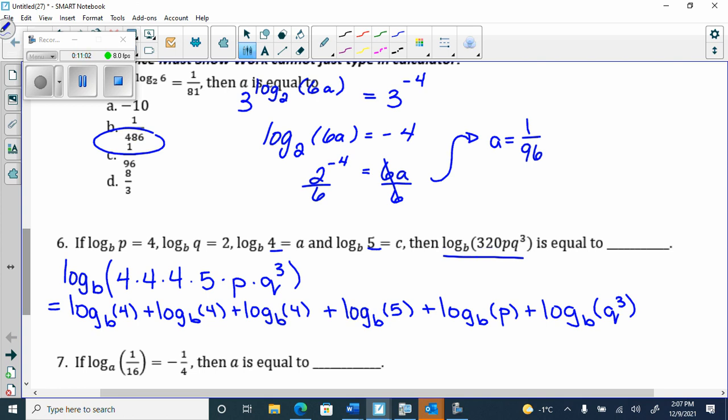Log b of q cubed. Do I have a q cubed? Do I have a log b of q cubed? No, I have a log b of q. So what am I going to have to do first before I can fill it in? Drop the 3 in front.